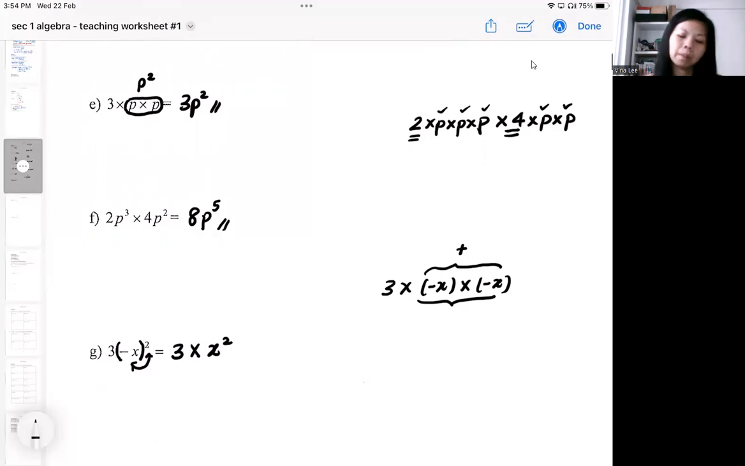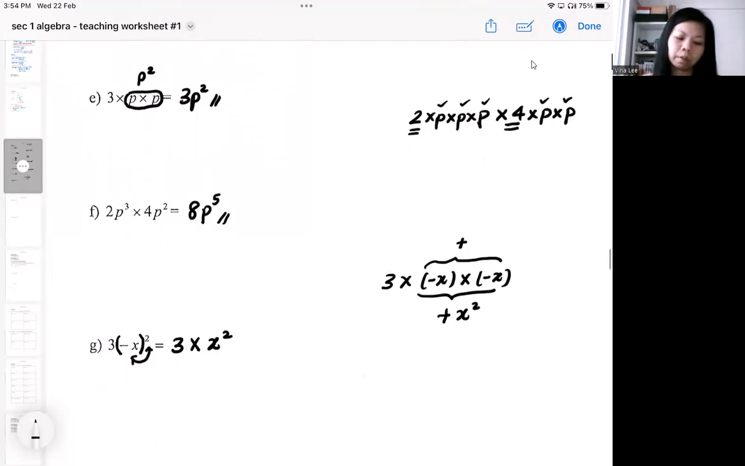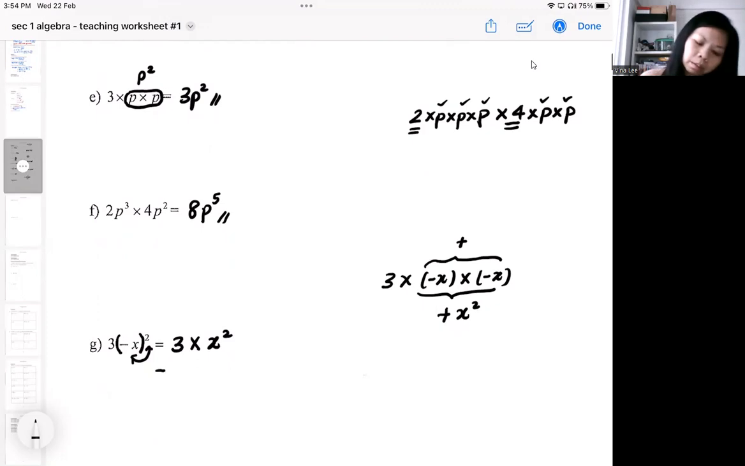So this part will become a positive x squared. Negative and negative is positive, and then x times x is x squared. So you multiply by a positive x squared. So anyway, to make it simple, I will just write 3 times x squared. So that will just be 3x squared.